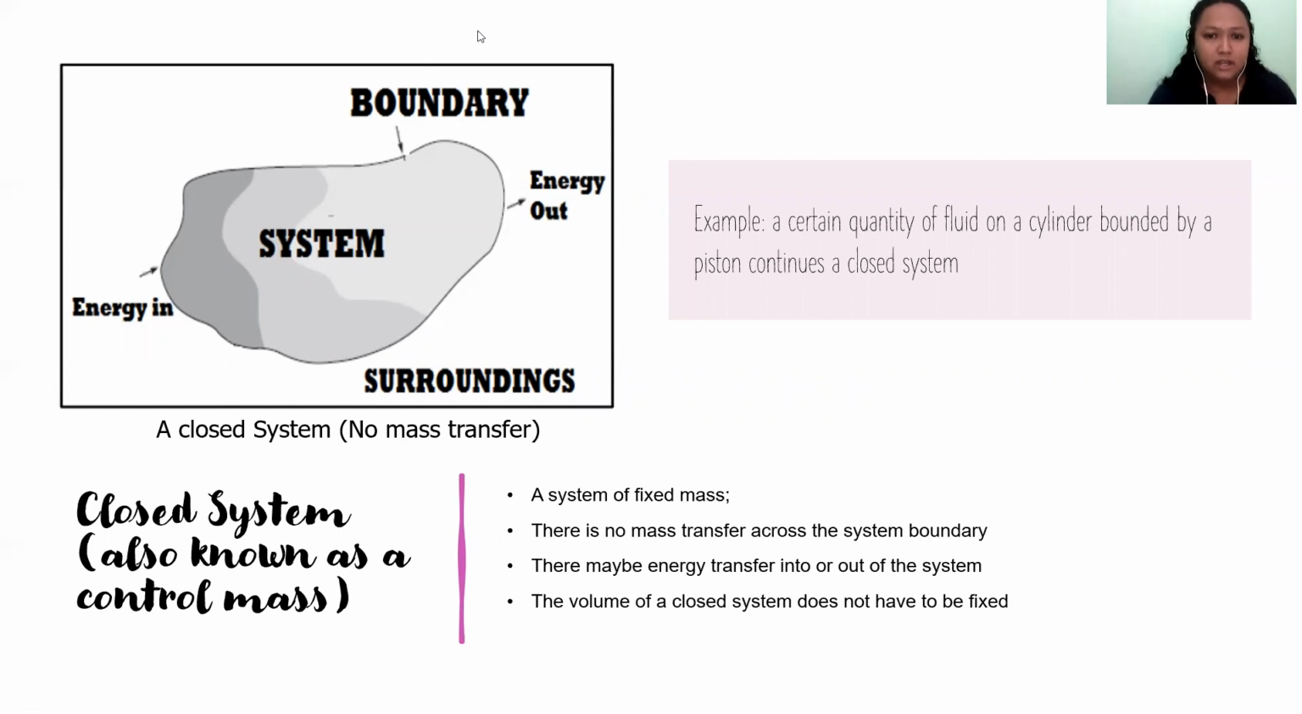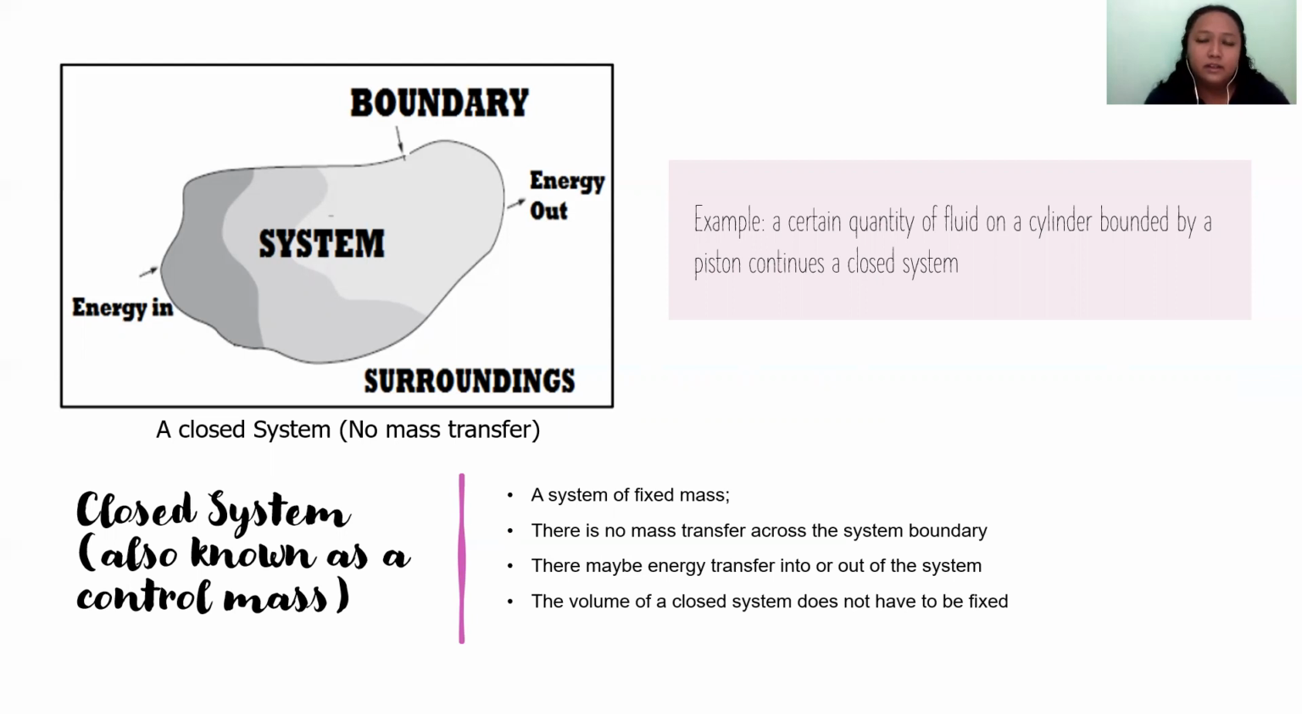So, a system of a fixed mass. So, given na sa'yo, fixed yung mass mo dito. There is no mass transfer as well as there may be energy transfer in or out of the system. Sabi ko nga, the volume of the closed system does not have to be fixed. Okay? Yun lang, energy in, energy out in a closed system. Controlled mass ang tawag doon.